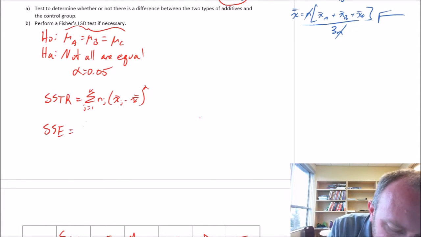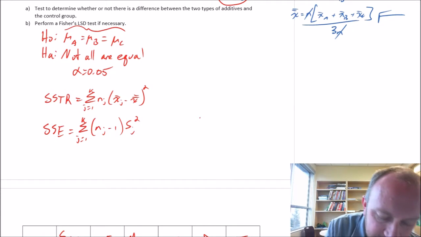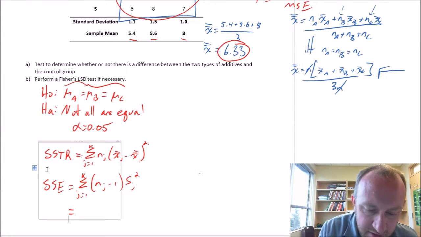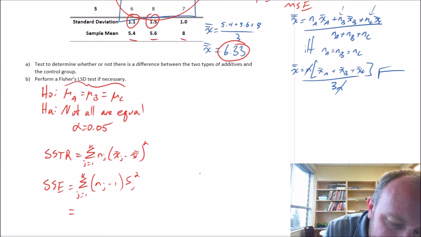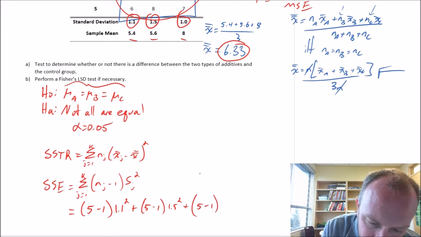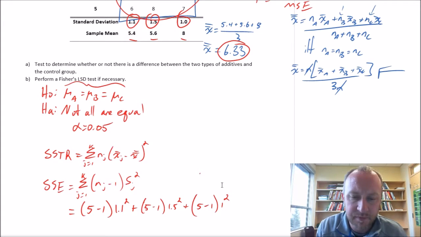for this formula we're adding again across our 3 treatments. This is n_j minus 1 times the sample variance squared. So I'll write this out. Here I've got standard deviations, so this is going to be 5 minus 1 times 1.1 squared plus 5 minus 1 times 1.5 squared plus 5 minus 1 times 1 squared.